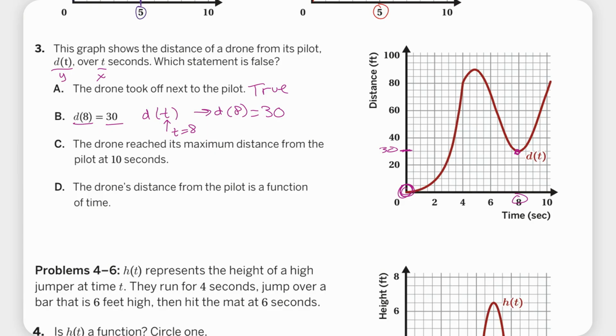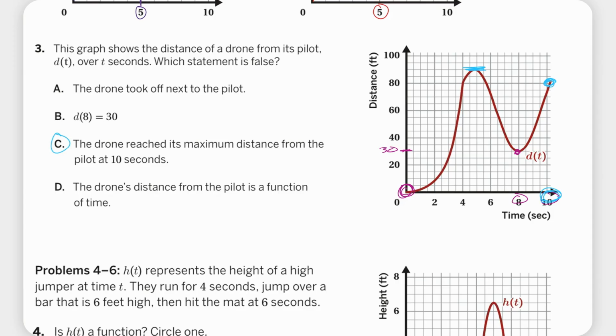Then the next one, the drone reached its maximum distance from the pilot at 10 seconds. When I look at 10 seconds here, let's do a different color here in blue, we see it's right around 80-ish feet. And that's not the maximum distance, because the maximum distance here looks like 90 feet, which is not at 10 seconds. So I would circle C here as my answer, because that one is the one that is false.